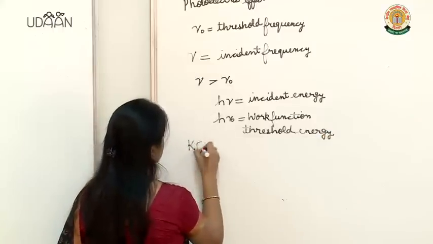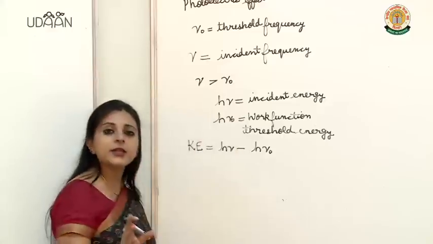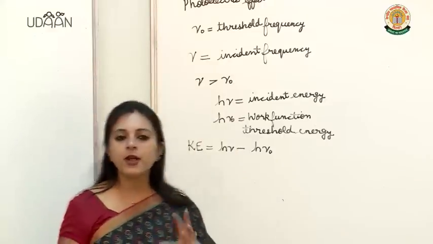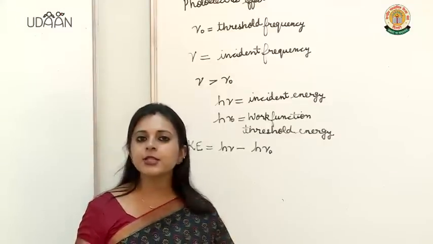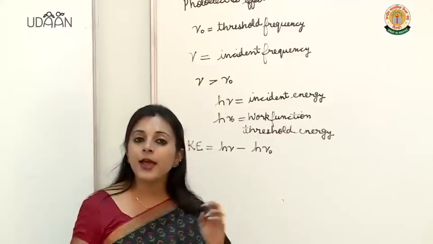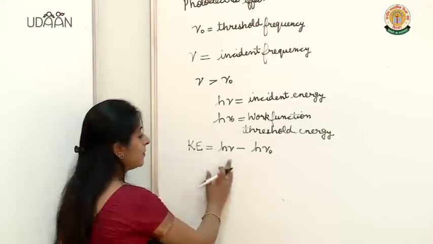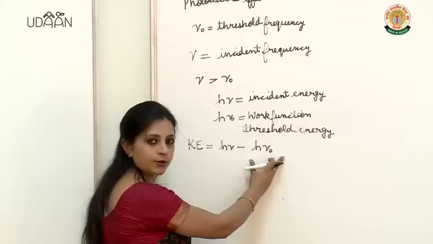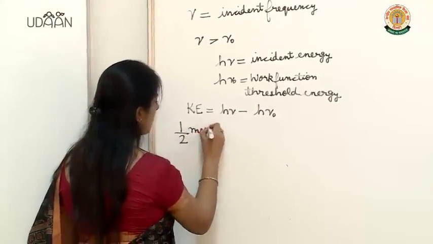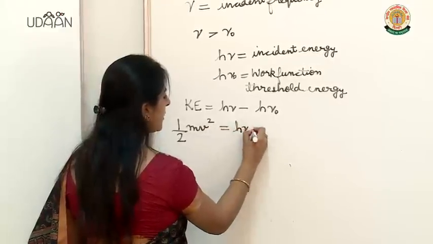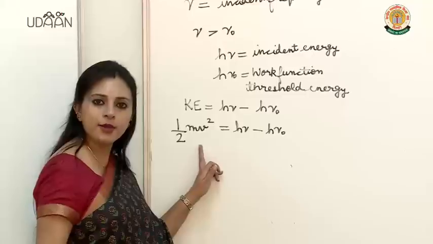Now, kinetic energy is equal to h nu minus h nu naught, the extra energy which you have given. If your incident energy is greater than the threshold energy, the extra energy will be imparted to the electron as the kinetic energy of the electron. So, the formula of kinetic energy will be h nu minus h nu naught. The kinetic energy we can also write as half mv square. So, if we want to find out the velocity of the emitted photoelectron, we can find it from here.